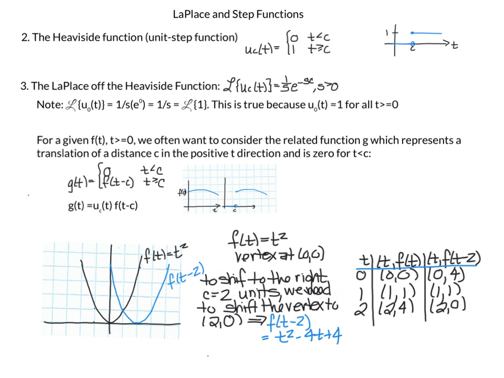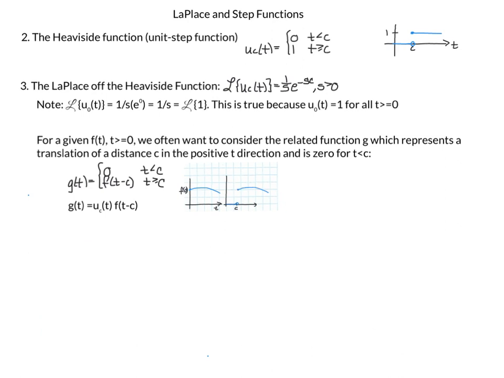Again, sort of hand-wavy because I didn't really want to make this video about shifting graphs, but hopefully this example will help convince you that it's possible, at least, that subtracting c from the x-coordinate will shift your graph over c units to the right. And then furthermore, since we shift it to the right, we need to define the function between 0 and c, and we just set that equal to 0. So in other words, our g of t is equal to u_c of t, f of t minus c.